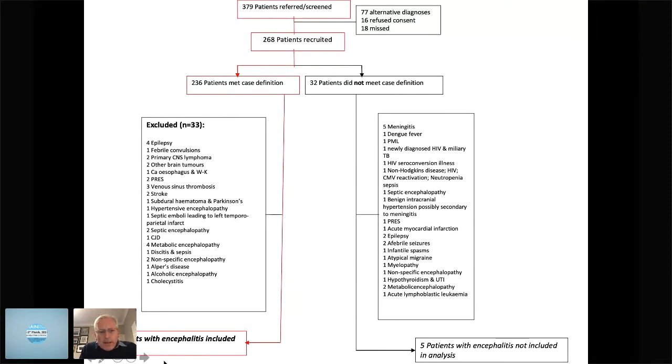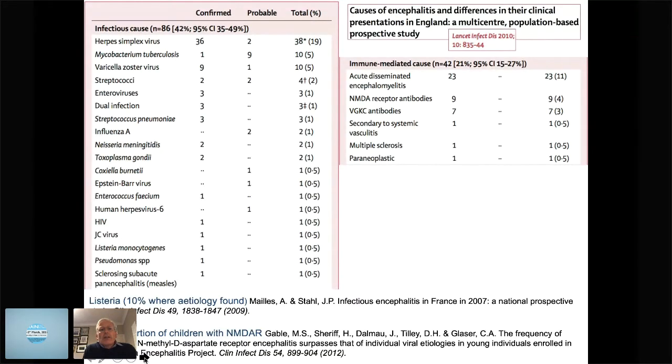But what are the patients who were found to have an acute encephalitic process in this study? What were the etiologies? Well, far and away, the commonest was herpes simplex virus. The majority were HSV type 1. What after that? Well, virus-wise, varicella zoster, a few enteroviruses, and some bacterial causes, including TB.